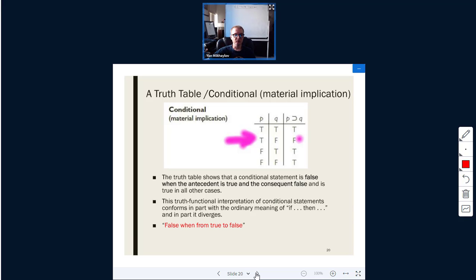Okay, let's continue. We still have a few of them to go. Now, conditional statements. Remember the conditional statements. We did work with them before. The whole thing now we call material implication. The relation is material implication. And it also has one simple rule. When your P is true and your Q is false, the whole thing is false. So this is your antecedent, this is your consequent. Remember, when your antecedent is true and your consequent is false, the whole thing is false. In all other cases, it actually is true. So this is the one you should really remember. It is only false when you go from true to false.